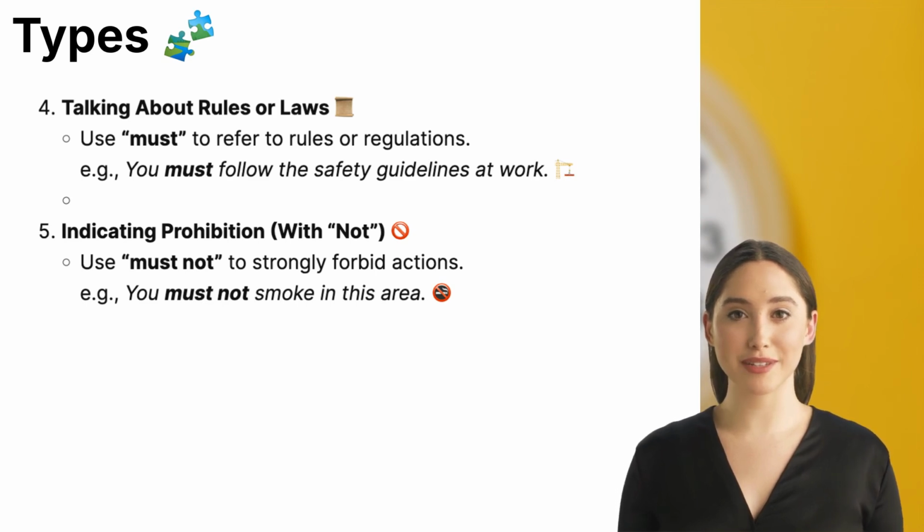5. Indicating prohibition with must not. Must not is used to strongly forbid actions. Example, you must not smoke in this area. This means smoking is strictly prohibited.